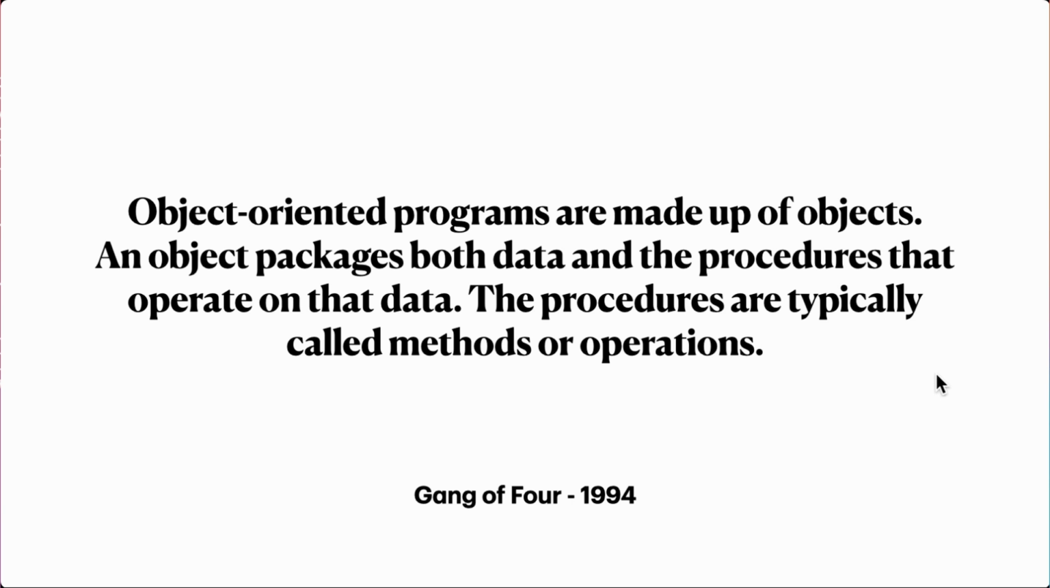And it says that object-oriented programs are made up of objects, yes, okay, and an object packages both data and the procedures that can operate on that data. And the procedures are typically called methods or operations. And well, we have that in Rust. If you boil down object-oriented programming to that, we have structs and enums and we have impl blocks. So yeah, with that, we have some way of object orientation.